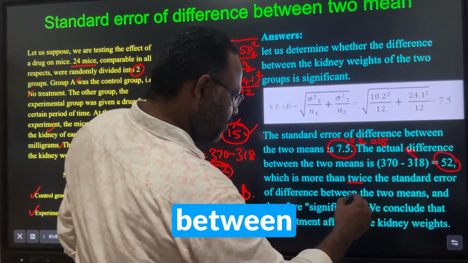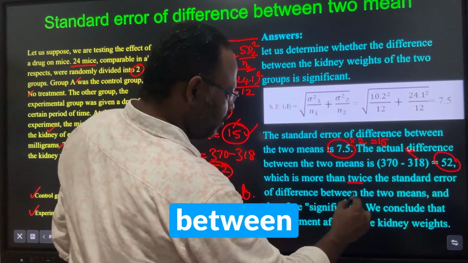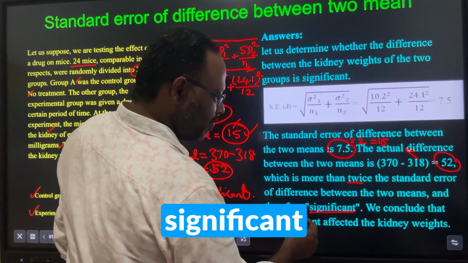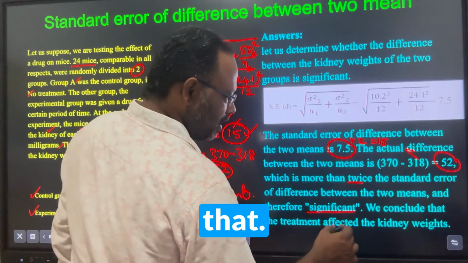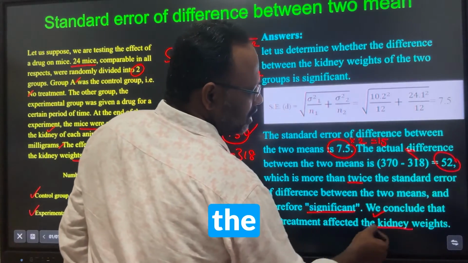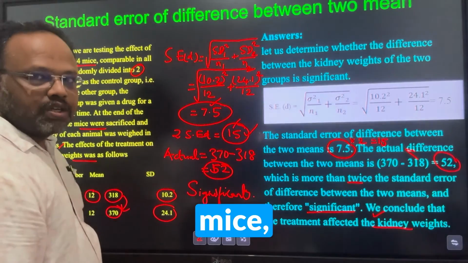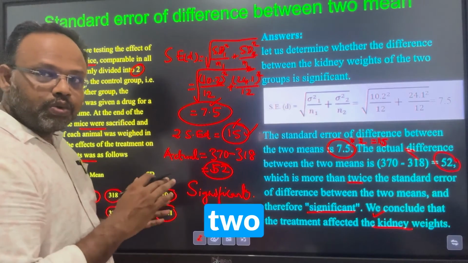So the difference between two means is more than twice the standard error of difference between two means. Therefore it is significant and it has not occurred due to chance. So we can conclude that treatment has significantly affected the weight of the kidney among the mice. That is how we work out the standard error of difference between two means.